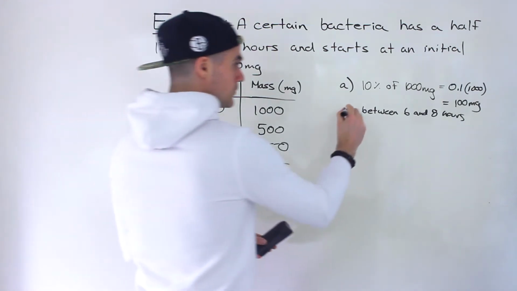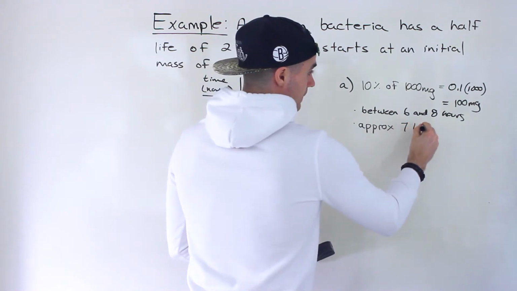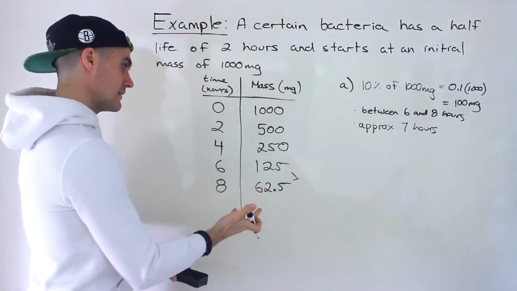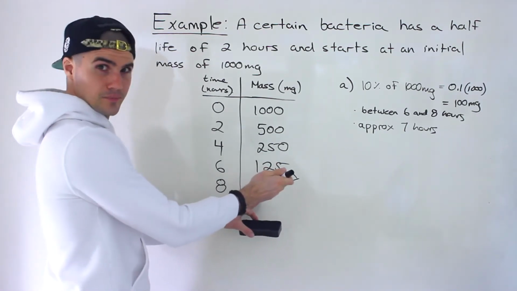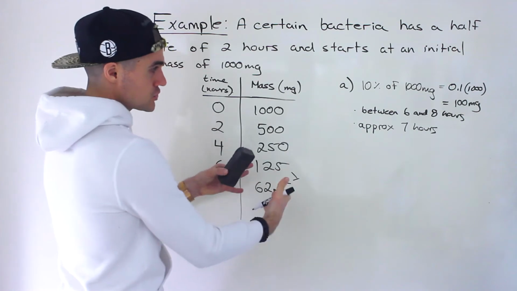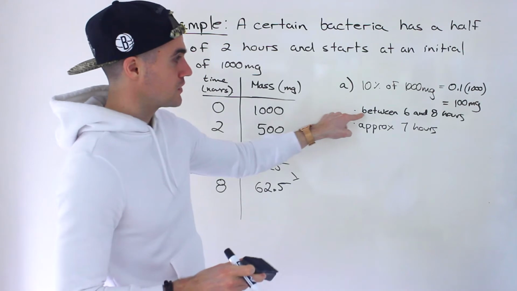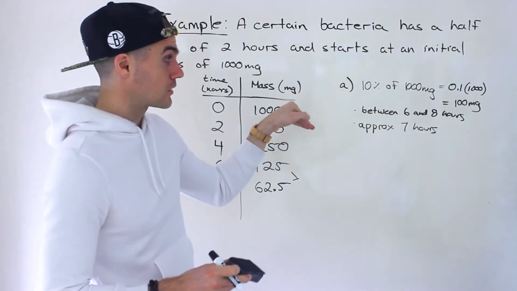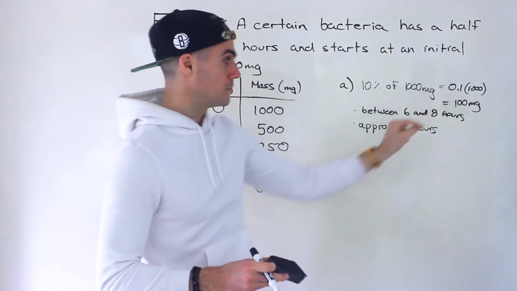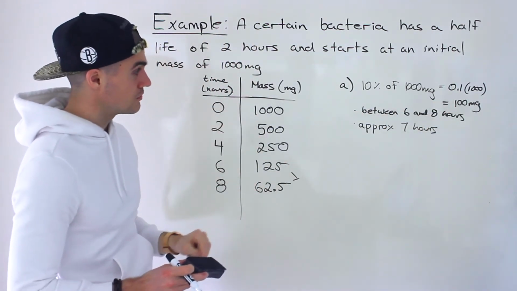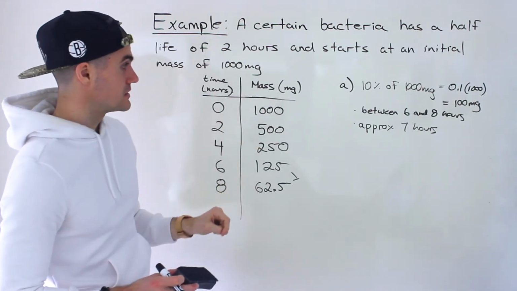If we were to approximate it, we could say approximately 7 hours, maybe let's say halfway. Okay, it's not going to be exactly halfway because this is not linear. It's exponential, but just from looking at it, approximately 7 hours, definitely somewhere between the 6 and 8 hour mark, it's going to have a mass of 100 milligrams or 10% of that initial population. Okay, so you could get that from the table.